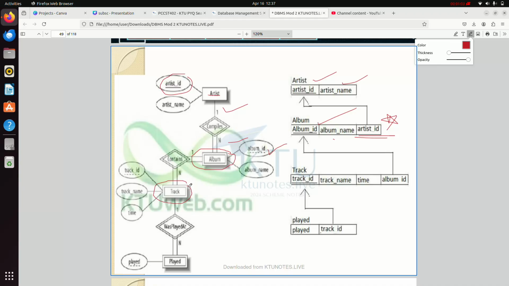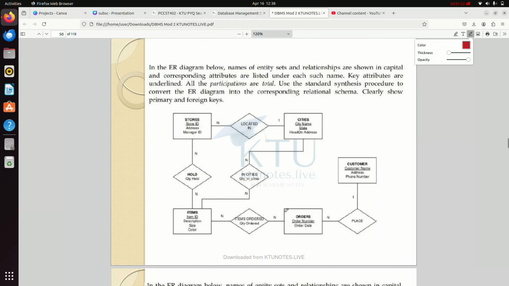Now next we have track. Track is also a weak entity which is depending on this album, right? So that means for track we will write track ID, track name, time. Fine. And also we should write the primary key of this album, that is album ID. Similarly, here played is also a weak entity for track. So for played we write played, and also track ID is a primary key, so that you also write. Understood this question? Now let's see the next question.